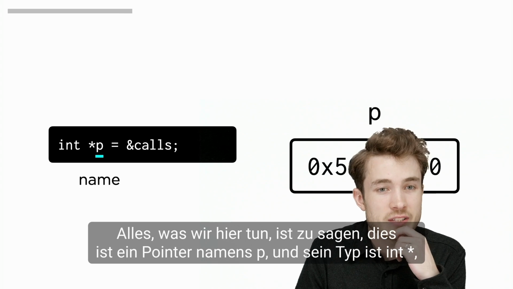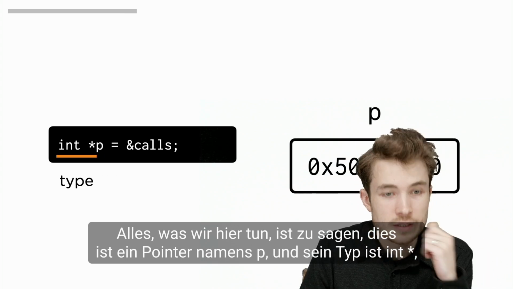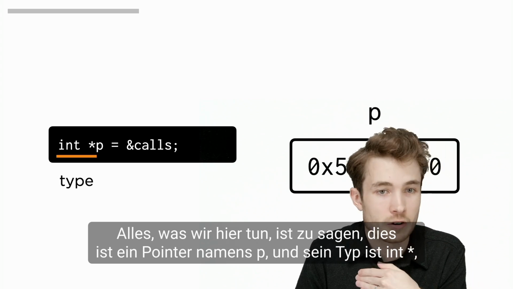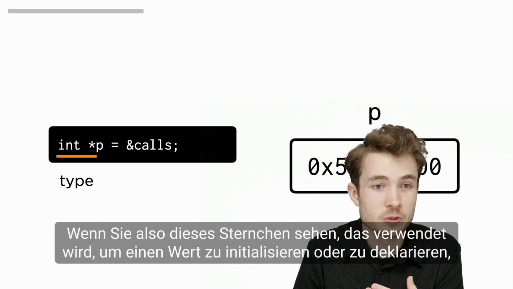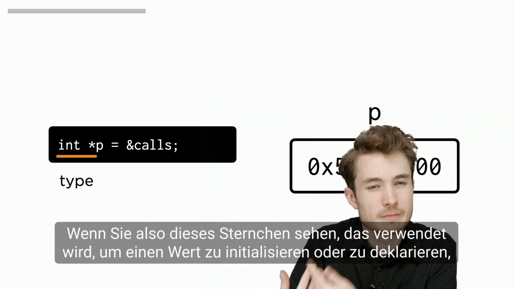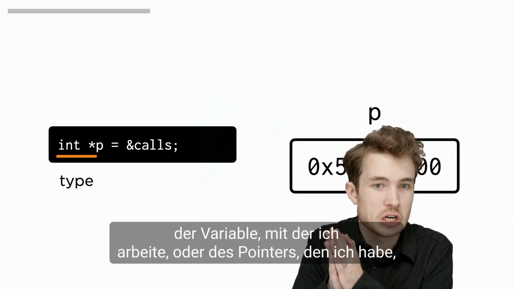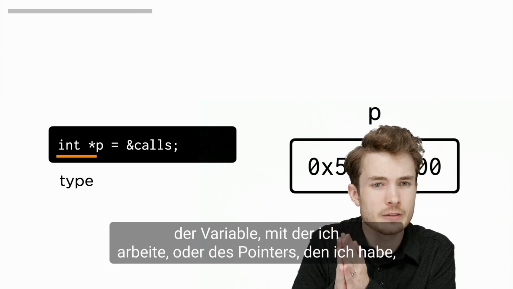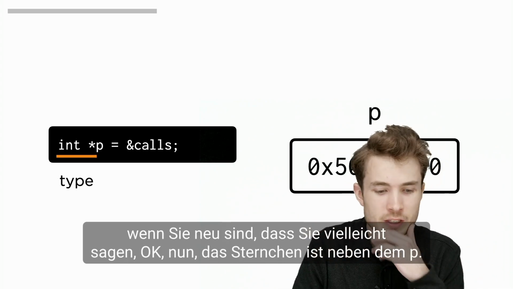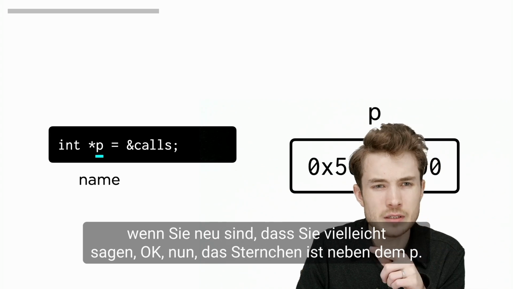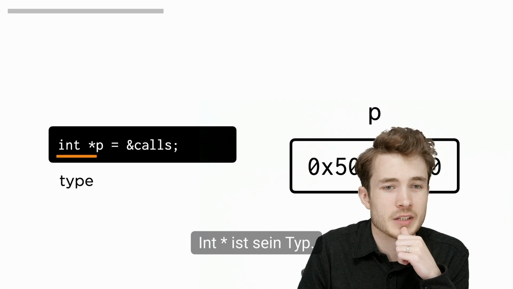All we're doing here is saying this is a pointer named p, and its type is int space star, or a pointer to an integer. So when you see this star being used to initialize or declare some value, be careful and think, what is the name of the variable that I'm working with, or the pointer that I have, and what is its type? Because it might not be quite apparent if you're new, you might say, okay, the star is next to the p, maybe that's its name. It's not. p is its name, int star is its type.